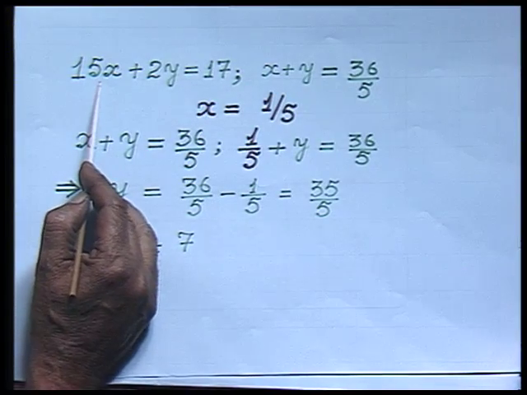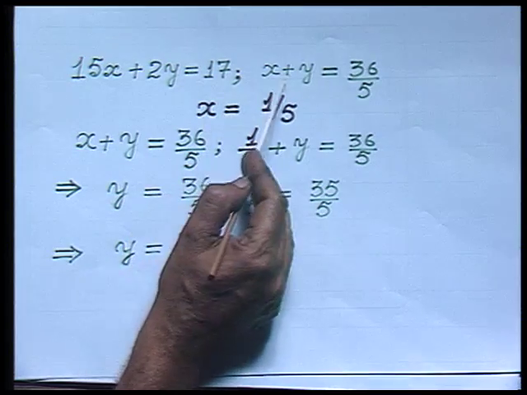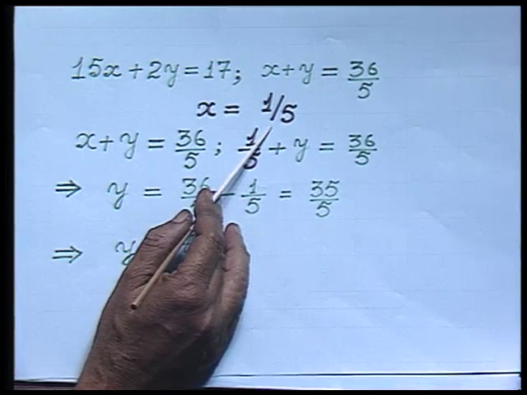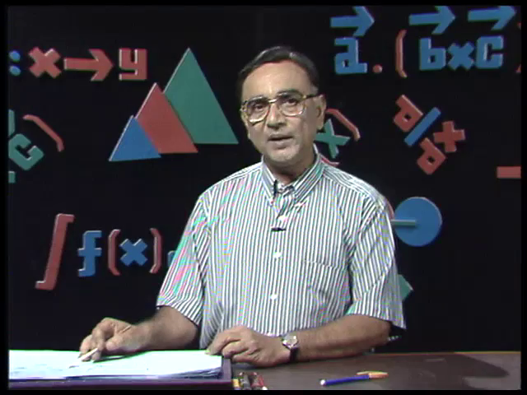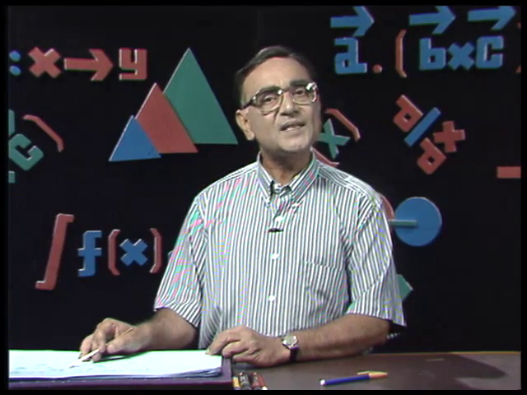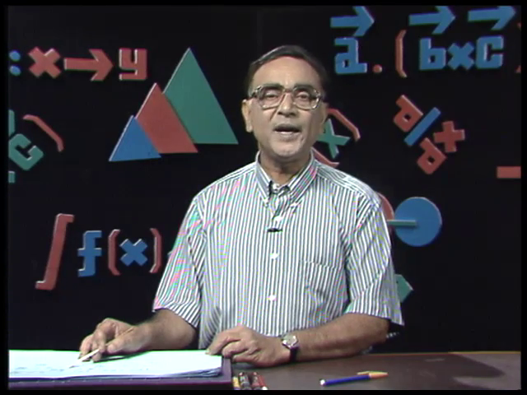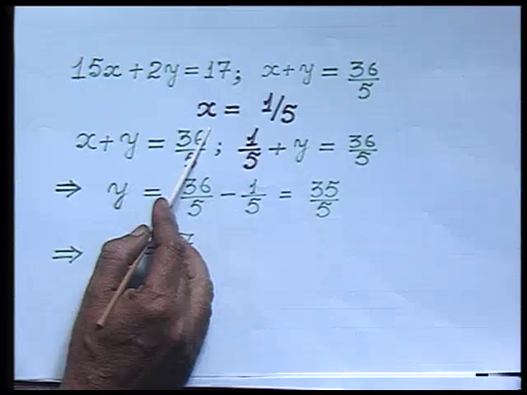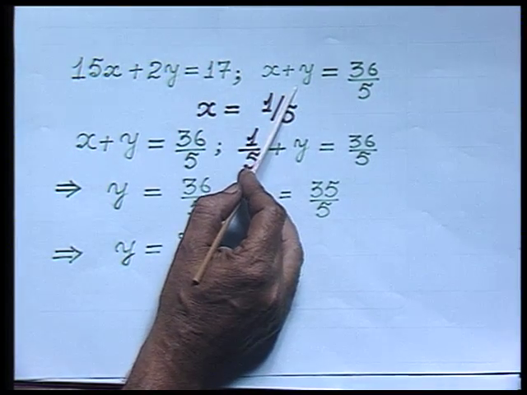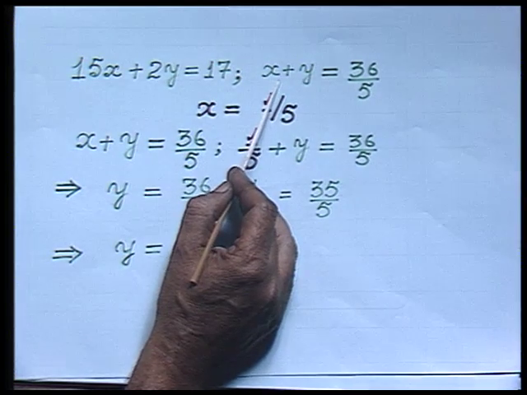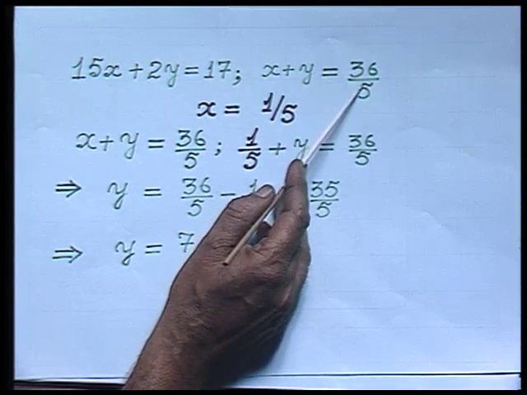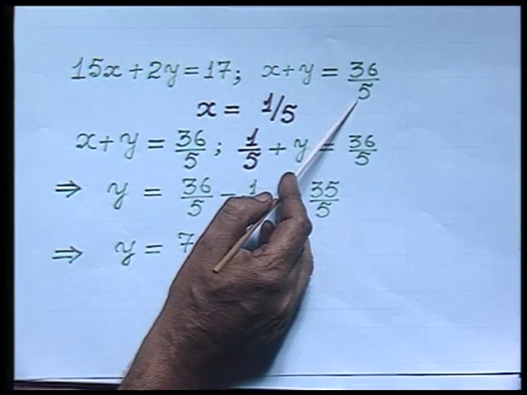So 15x plus 2y equals 17 and x plus y equals 36 upon 5. I have got the value of x, that is 1 upon 5. But prior to getting the values of u and v, I have to get the values of x and y. Value of x I have already obtained, and to get the value of y, what do I do? I put the value of x in one of these equations, either this or this. Now here you have to be a little careful: whichever equation looks convenient to you, only that equation should be taken. Now here obviously x plus y equals 36 upon 5 is a more convenient linear equation.